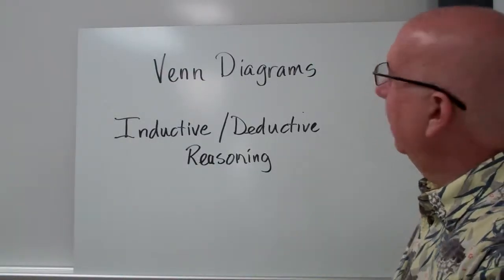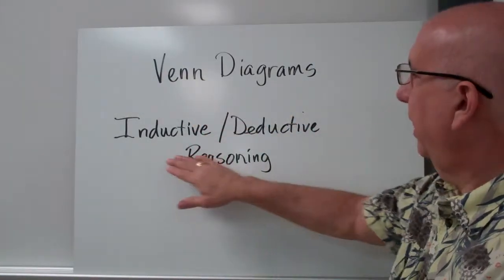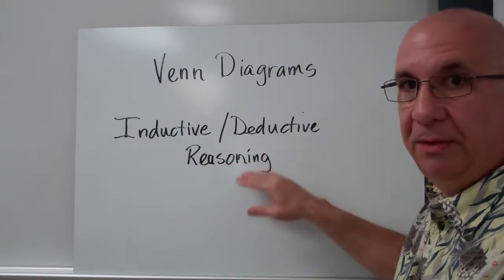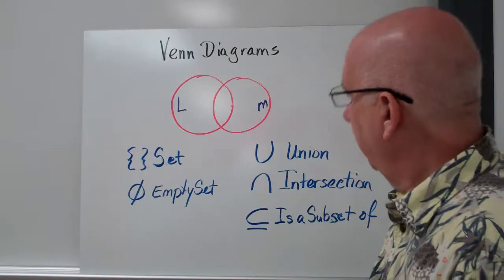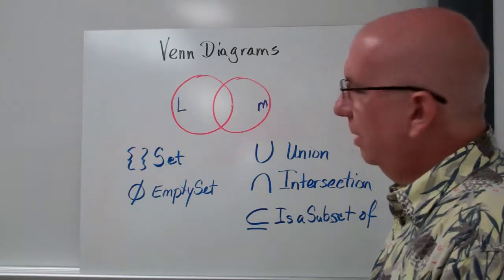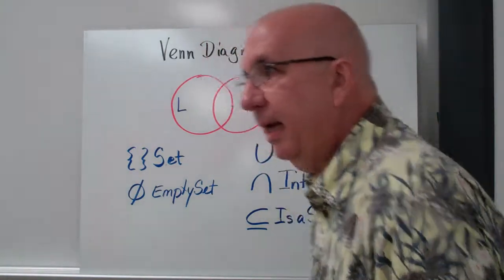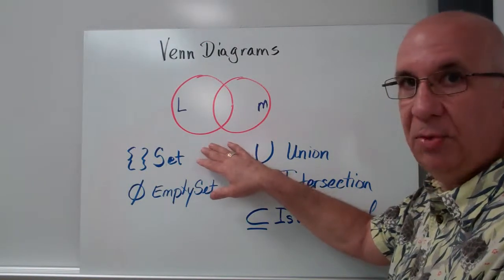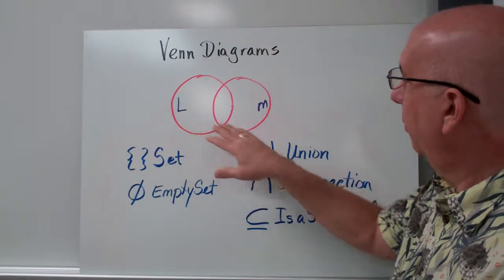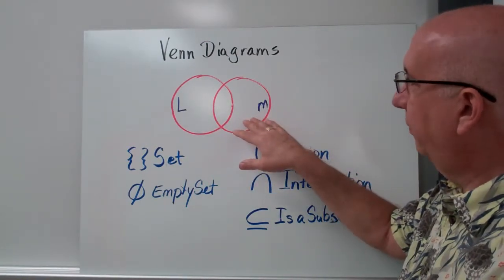Today's lesson is about Venn diagrams and inductive and deductive reasoning. Venn diagrams are represented by a series of circles that may or may not be overlapping. In this case, we have the set of L, which overlaps the set of M.